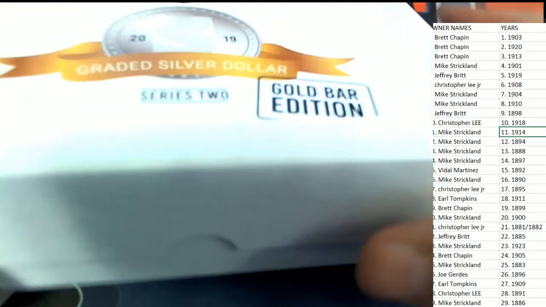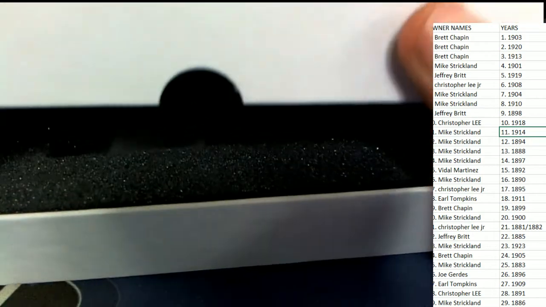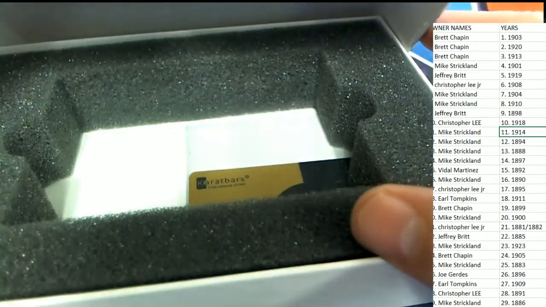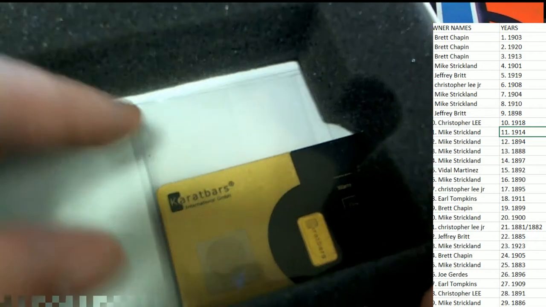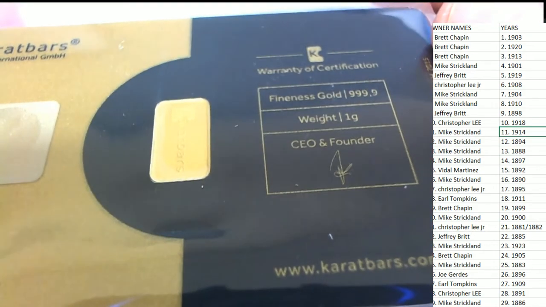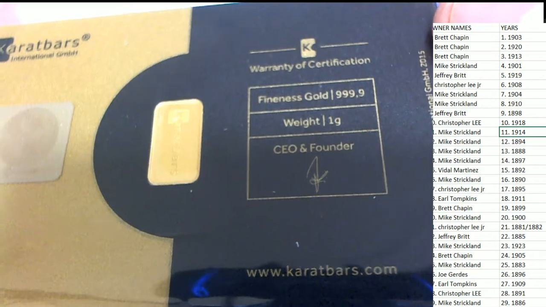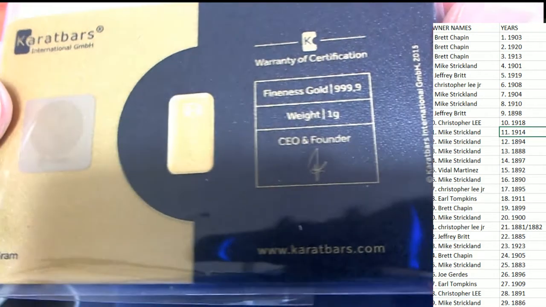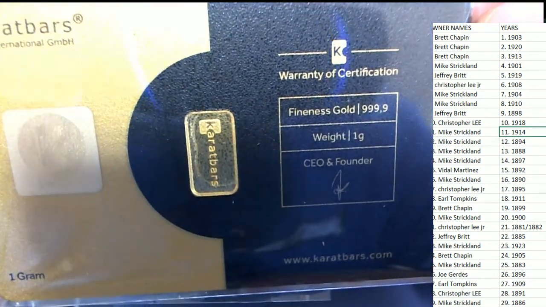All right, it's a graded silver dollar. Good luck, everybody. Wishing you the best. What's it going to be? Oh, it's a gold bar. Now, the big question, is it 5 grams or is it 10 grams? Hope. Hope. It is 1 gram. Okay, so we didn't hit the 5 gram or the 10 grammer. We hit a 1 grammer.